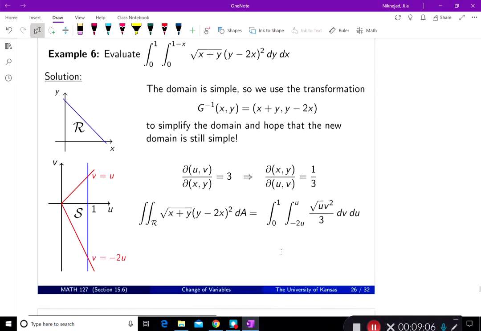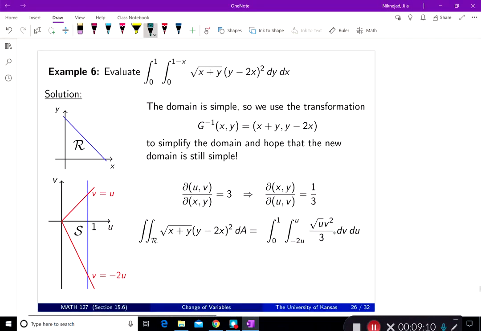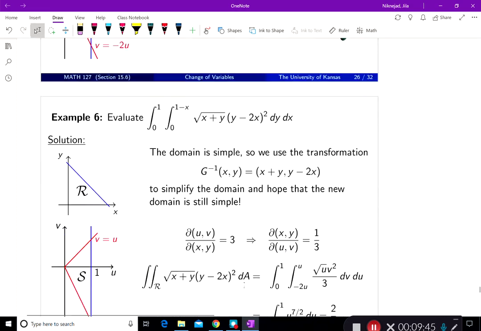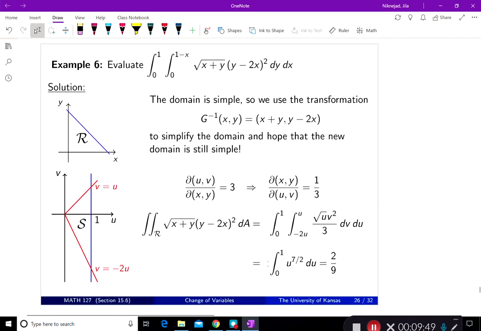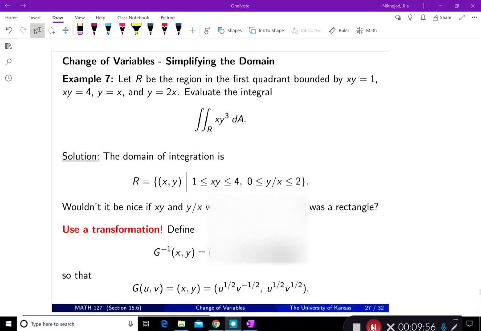And so now that I have all this information, I can set up my integral, and my integral will look like this. So we said it's v simple, and it goes from negative 2u to u, and then u runs from 0 to 1, and then the integrand we found was this, and this is for the Jacobian. This is actually the rescaling factor, and that's the integrand. And now we're ready to take the integral, and it's a lot easier than we started. And it can be separated and integrated separately, and you get 2/9 as your answer.